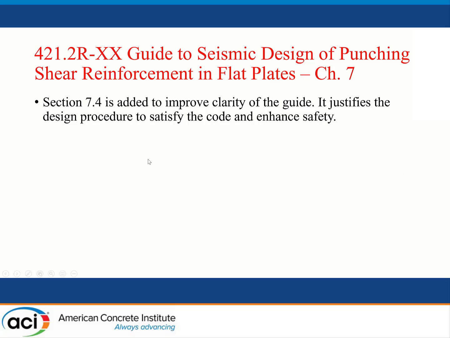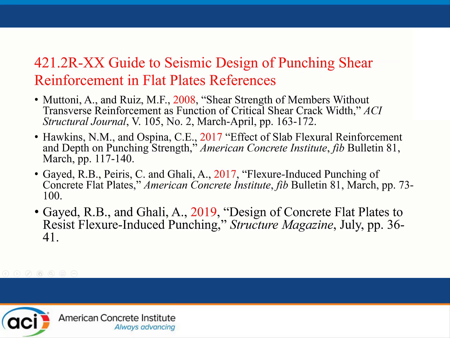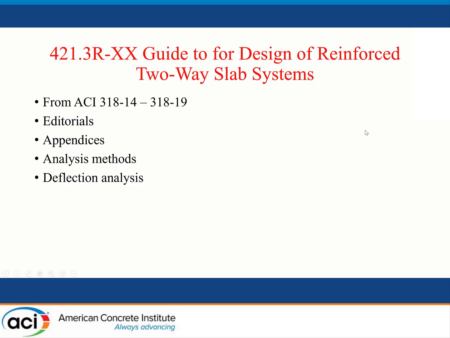Section 7.4, actually, is an important section that was added, which highlights some of the differences between this document and other ACI documents as related to slab column connections. So the section provides clear provisions, which of course are also justified with the ACI 318 procedure, but are different from other ACI documents. Again, here, as you can see, some of the references in 2017, 2018 were added to this document to reflect the most recent research on this.